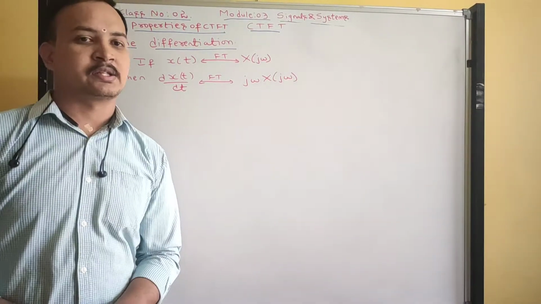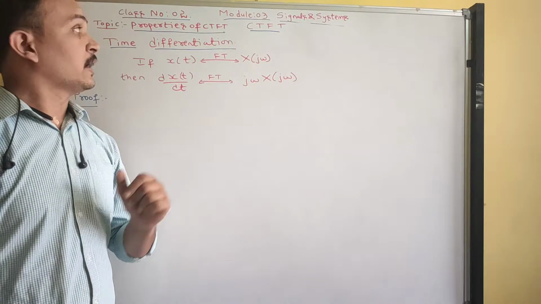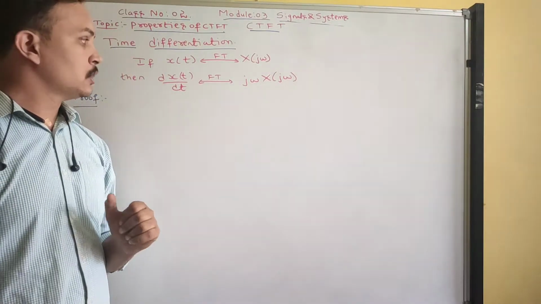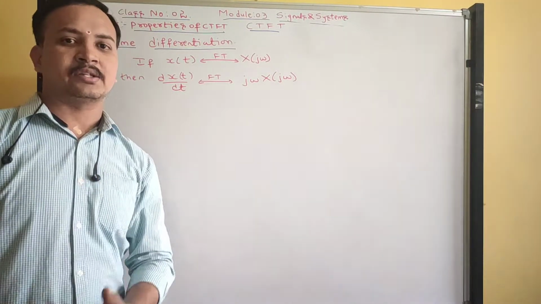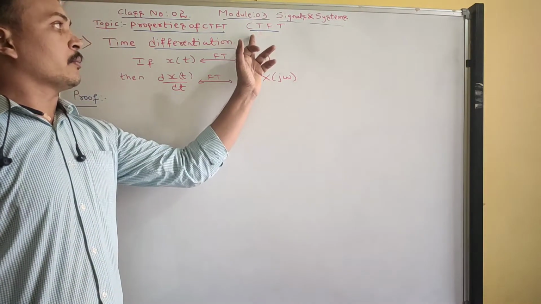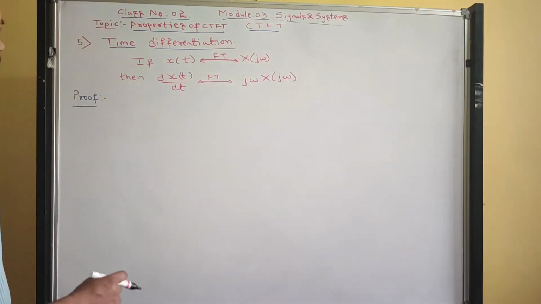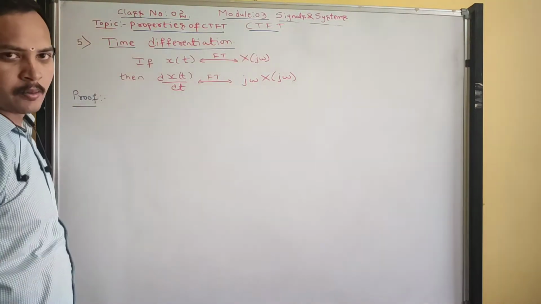Today we are discussing properties of the continuous time Fourier transform, and it's class number 2. Before watching this, watch class number 1. I explained the 4 properties and also gave an introduction to the continuous time Fourier transform. So in today's class, we are discussing the time differentiation property.